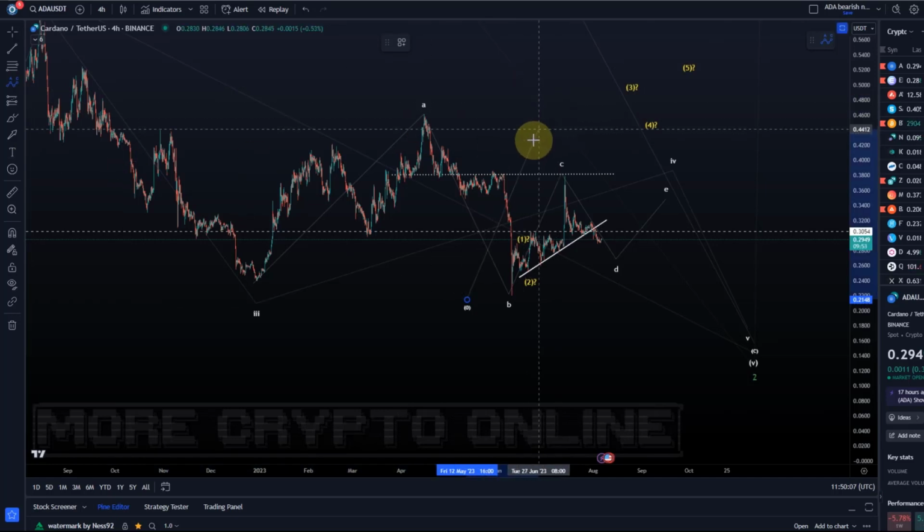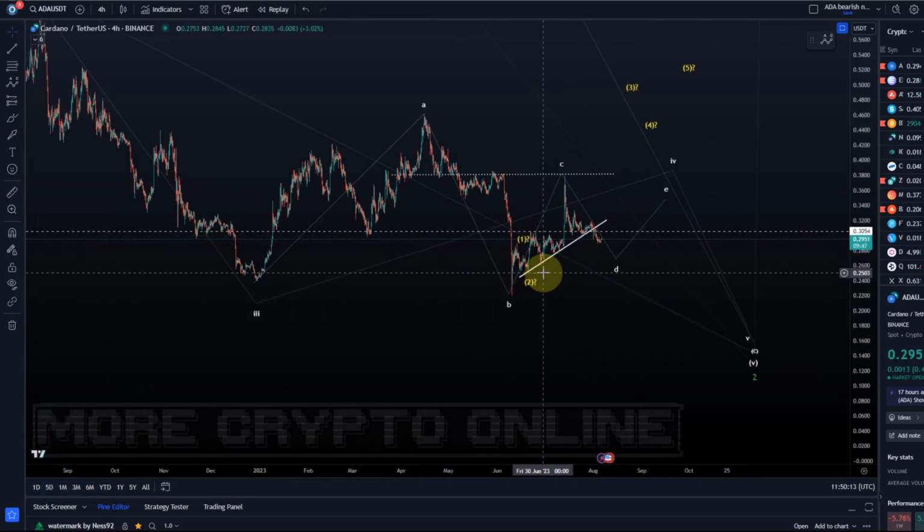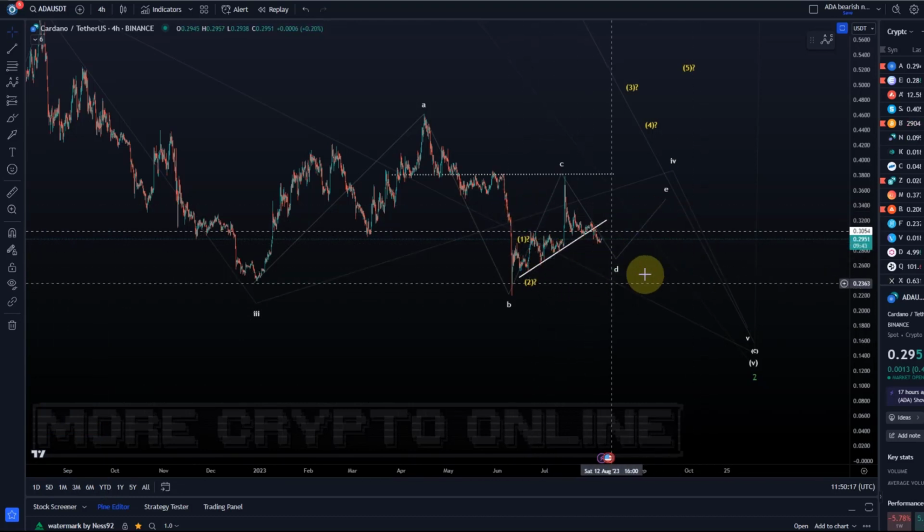So yeah, here on the ADA chart, an unchanged situation. I've just moved the triangle wave count that we discussed in the previous video to another chart. So I'm just gonna add the target area again that we discussed in the last video to this chart. I'll show you how to measure that, and I'll also show you the micro count at the moment.